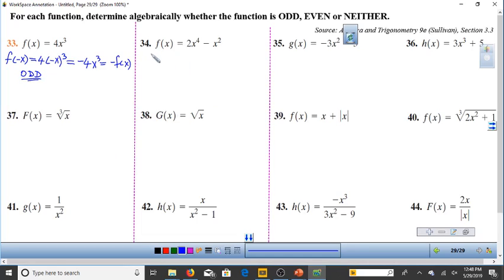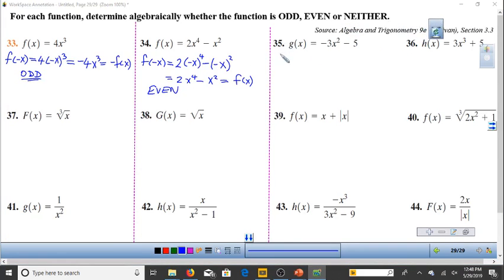For number 34, I replace my x with negative x in every part of this expression, and that gave me the original expression that I started out with. So this gives me an even function.